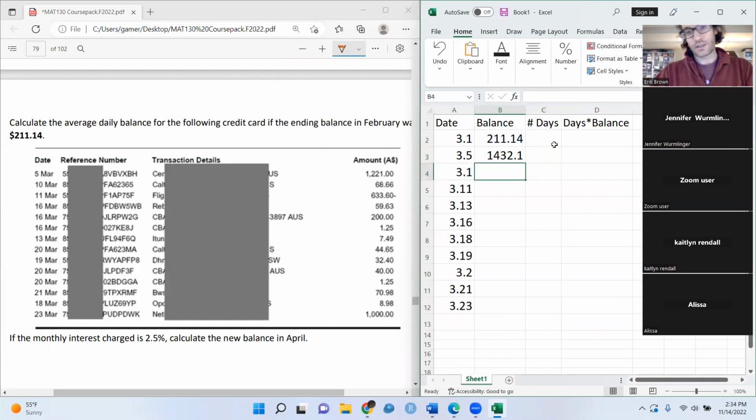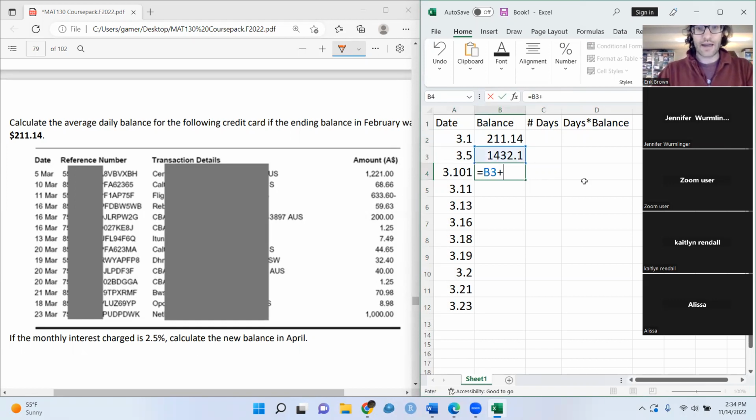$1,221. Let's just say those are my Legos. This is annoying because 3-1 doesn't work, does it? We'll do it like that. 310. Notice I'm doing equals. I'm selecting the previous balance.